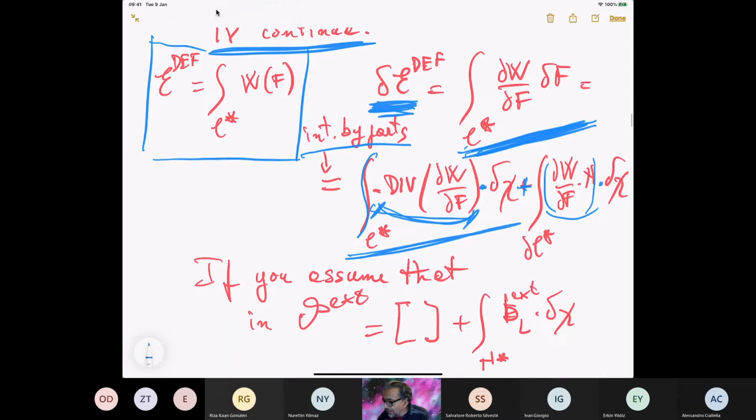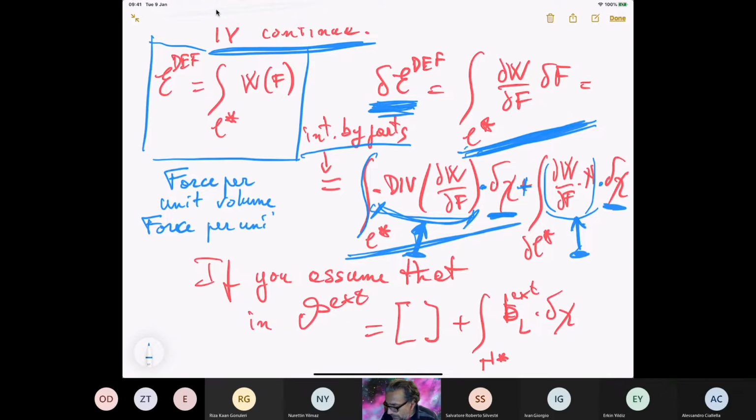Okay, so the deformation energy can be represented as something per unit volume dual of virtual displacement, and something per unit surface dual of the displacement. Lagrange gives a name to this something, and he calls it force per unit volume and force per unit surface.